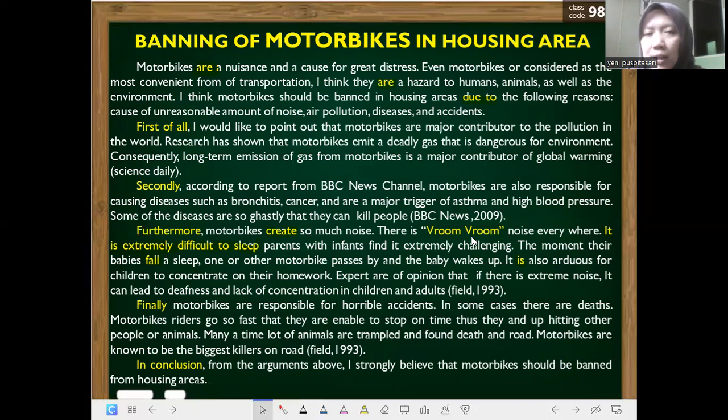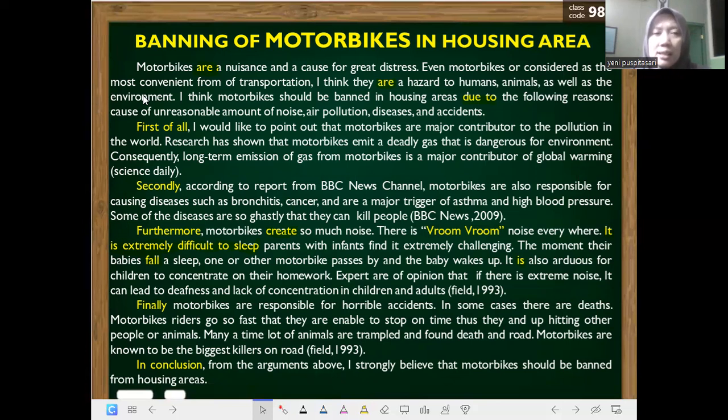Okay, can you analyze this exposition text? Is this analytical or hortatory? Okay, the first one, let's check the structure of this text. The first paragraph, we call this as thesis. And then, what is the writer opinion about motorbikes? Okay, the writer opinion about motorbikes, that motorbikes should be banned in housing area due to the following reason.